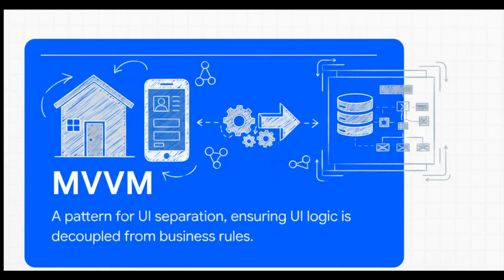First up is MVVM. In our house analogy, think of this as the clean break between the outside of the house, what the user actually sees, and all the internal wiring and structure. The view model gets the data ready for the view, but here's the key. It has no idea how the view is going to display it. That separation is absolutely crucial for keeping your UI logic simple and your business logic clean.